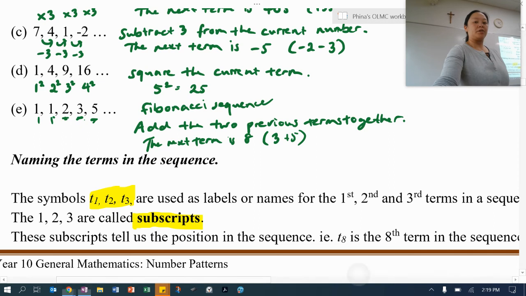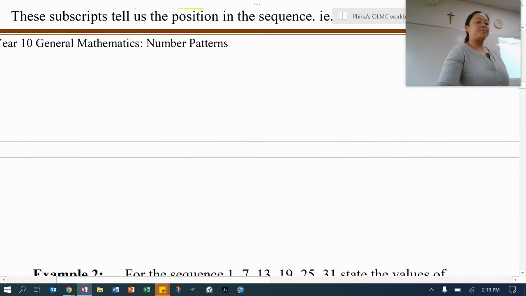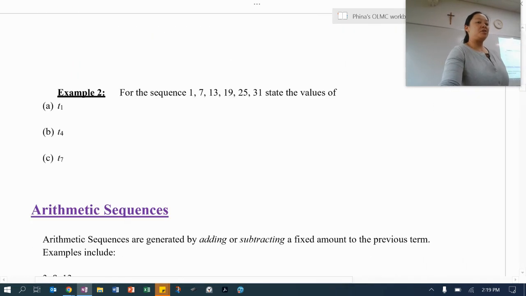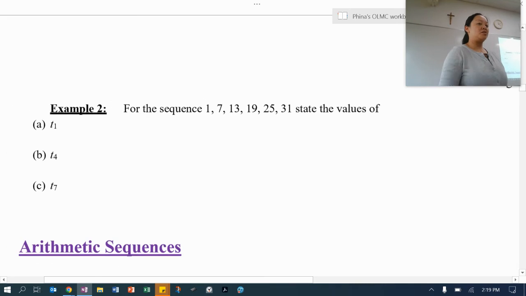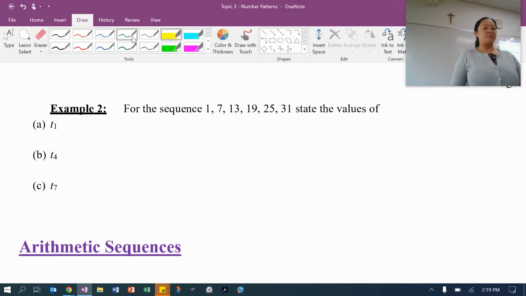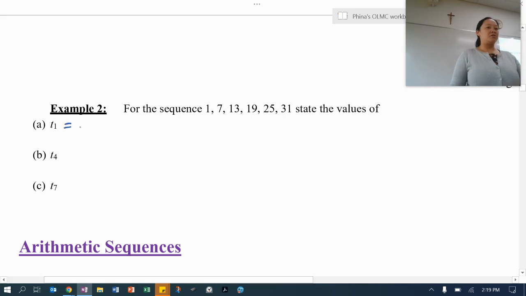Okay. All right, so on the next page it says, for the sequence 1, 7, 13, 19, 25, 31, state the values of, so what's T1? 1. So T1 is equal to 1. Because this one here is T1, this is T2, T3, and so on. So what's T4 in this?